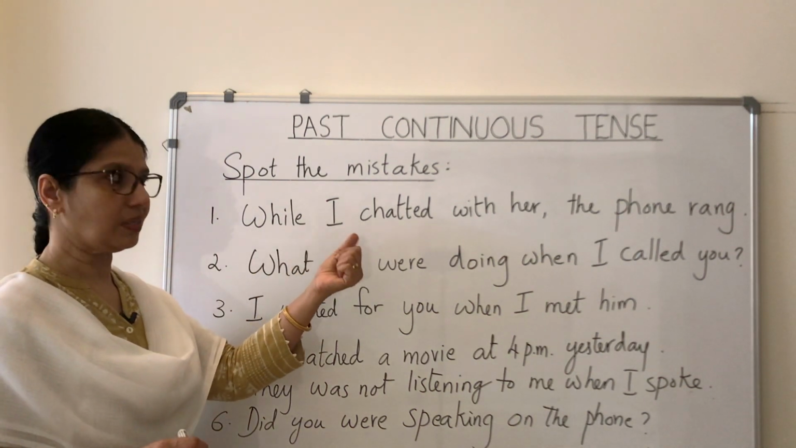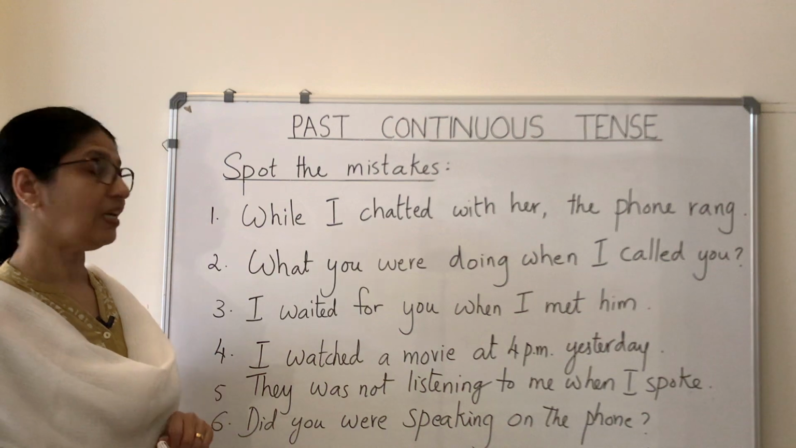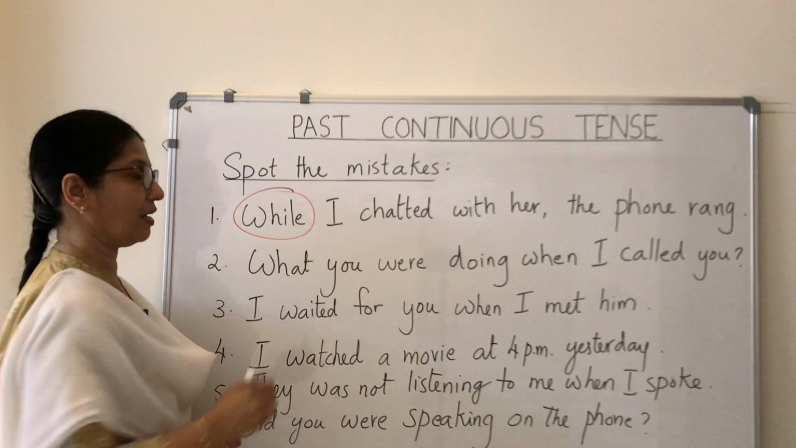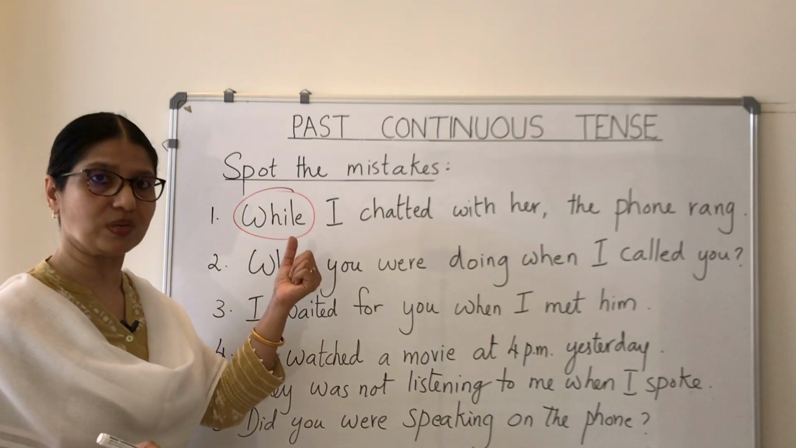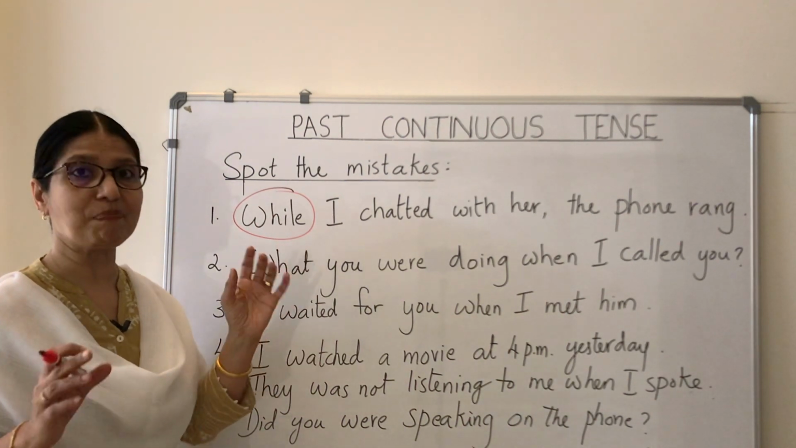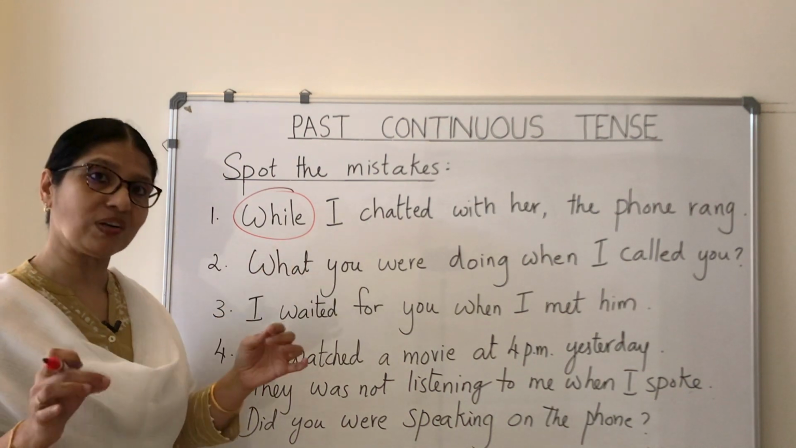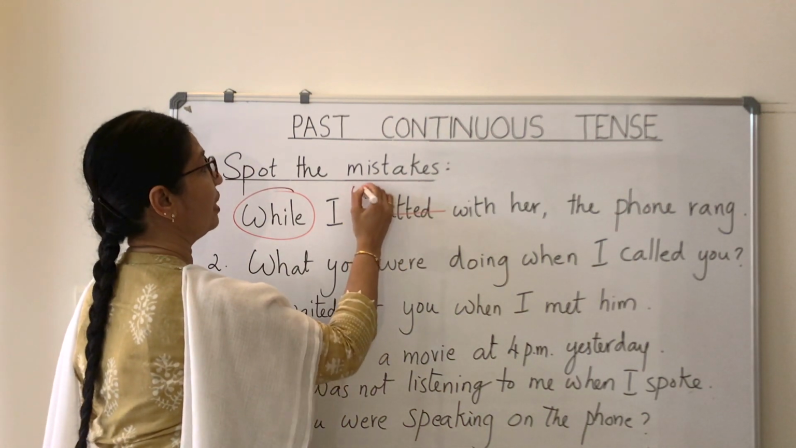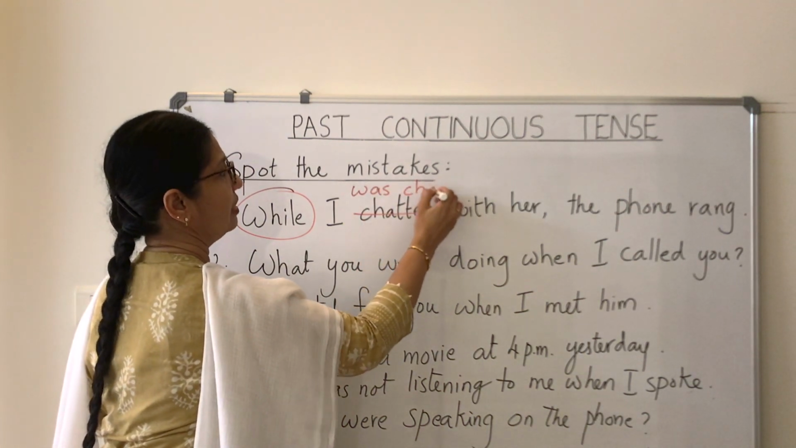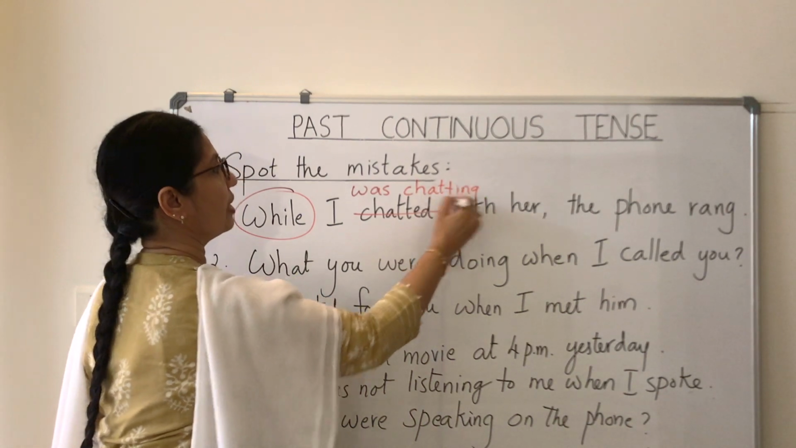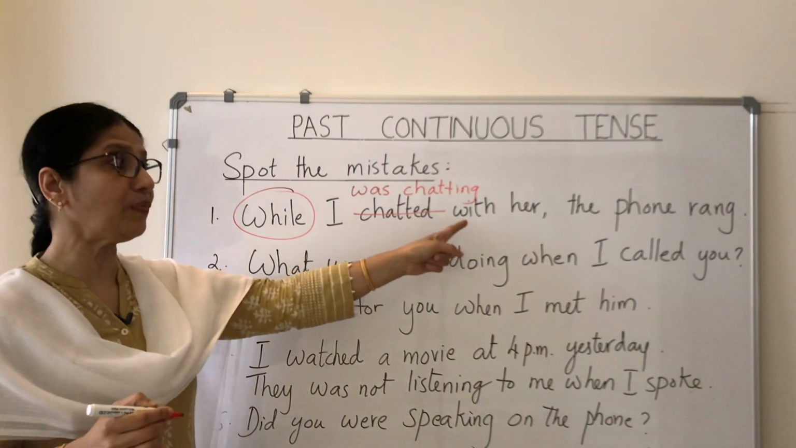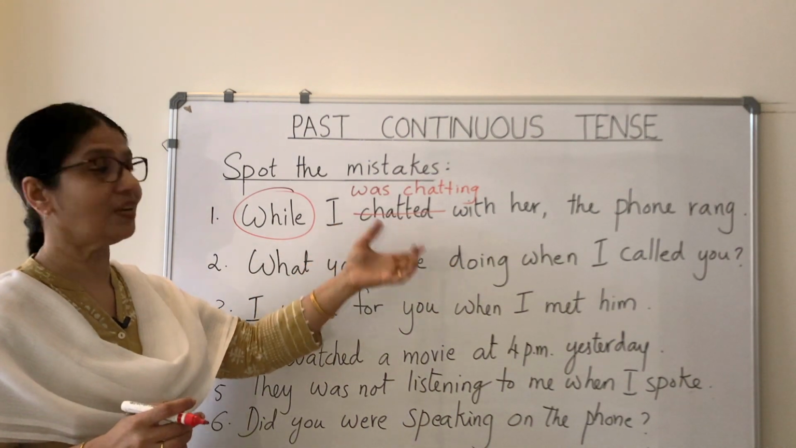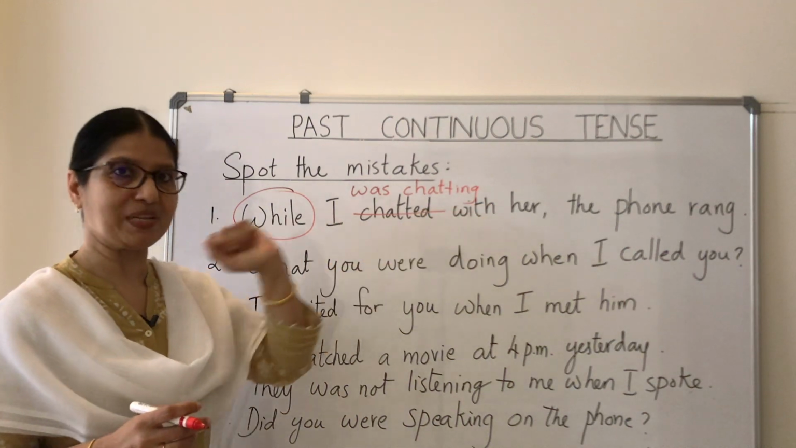While I chatted with her, the phone rang. You can see that in this sentence we use the conjunction while. And when we have this as the keyword, it's an indication that we have to use the past continuous tense because we use it with a longer action. So here, chatted is wrong. It should be while I was chatting. Don't forget we are using it with I, so it should be was. While I was chatting with her, the phone rang. This sentence is a combination of past continuous and simple past tense.